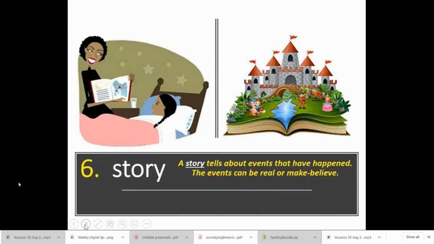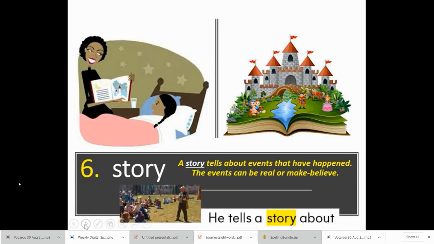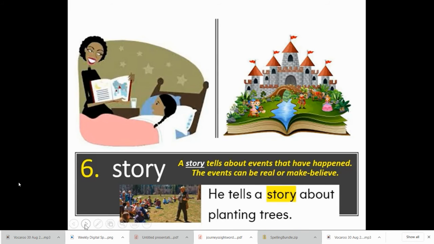There it is. The vocabulary word is story. A story tells about events that have happened. The events can be real or make believe. He tells a story about planting trees.